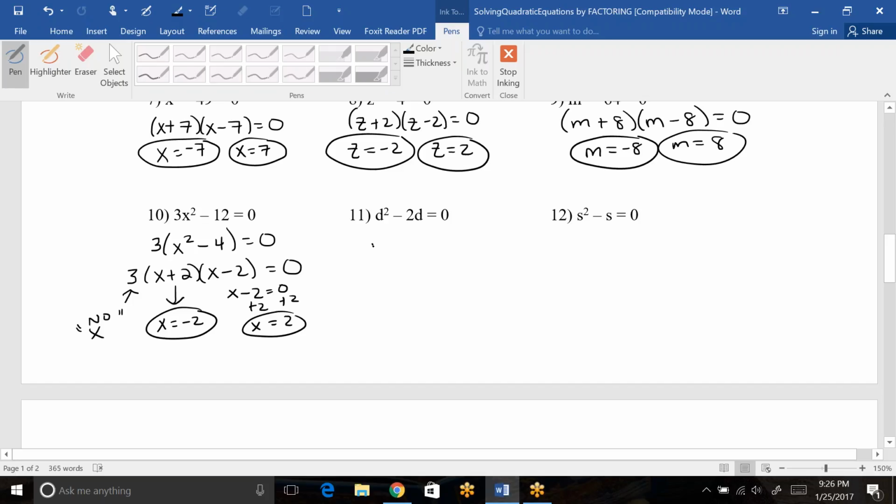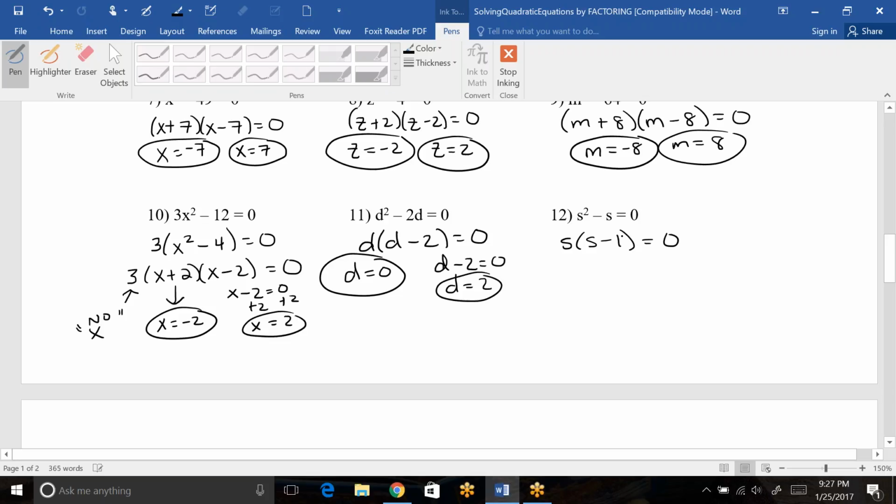For example, number 11, they have a d in common. So you pull the d out. This has a variable out front, so we set it equal to 0. Now, if it's just a variable out front, you're just going to get 0. There's no plus or minus anything. For your second one, you do have to add the 2 over. So 0 and 2. For this one, we can pull out an s, so that would be s minus 1, because you do still have something in that spot. You just divided it by itself. So we get s equals 0, and s minus 1 equals 0, so s equals 1 or 0.